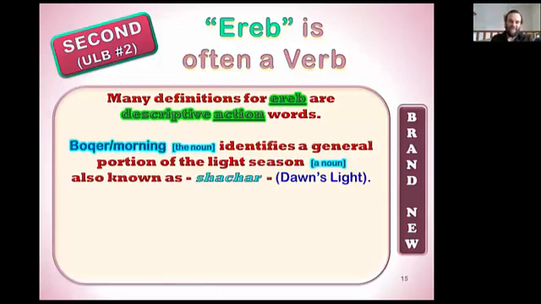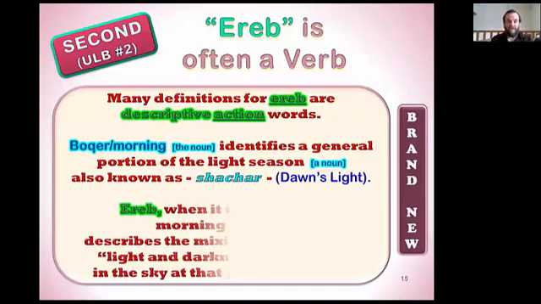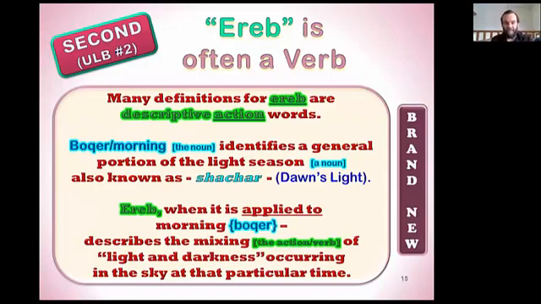Aibv is most often a verb. Not always, but most often. There are many definitions for Aibv, and they are descriptive action words. Boker, morning, which is a noun, identifies a general portion of the light season. Again, a noun. Also known as shachar, and that is dawn's light. Aibv, when it is applied to morning, boker, describes the mixing, the action verb, of light and darkness occurring in the sky at that particular time. The word Aibv can be applied to many different things: to cake mixtures, to people, to crowds of people, to all kinds of different substances. But when it is applied to time, the mixture of light and darkness mixing makes up the twilights.